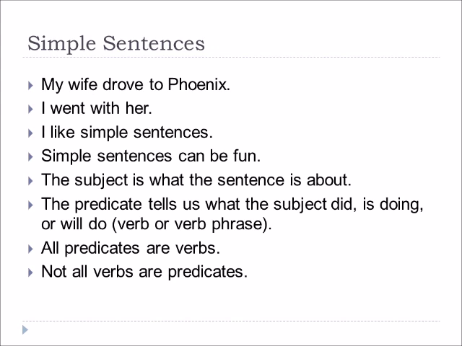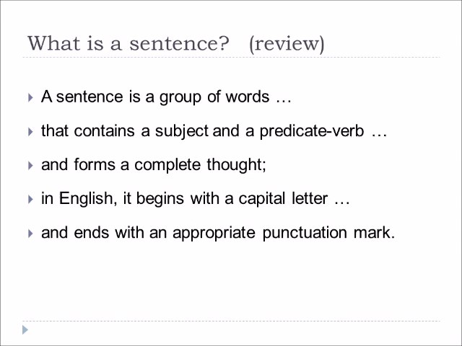Okay, let's review again while this is still fresh in your mind. A sentence is a group of words that contains a subject and a predicate verb and forms a complete thought. In English, it begins with a capital letter and ends with an appropriate punctuation mark. In academic writing, that's going to be a period or a question mark.